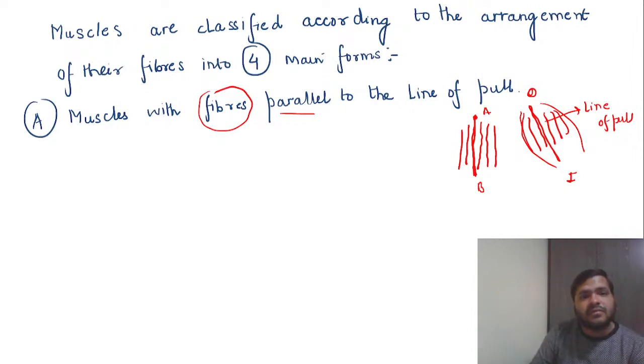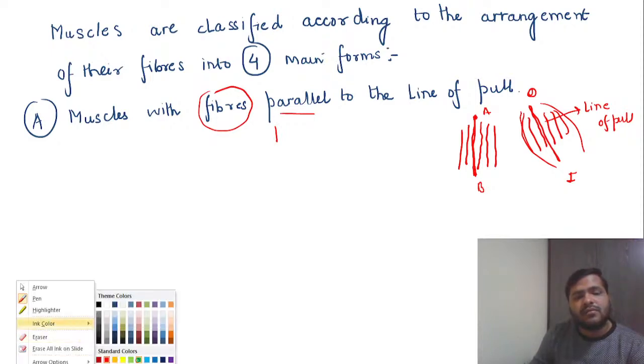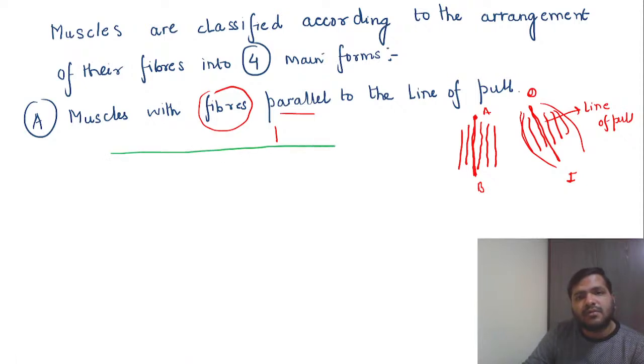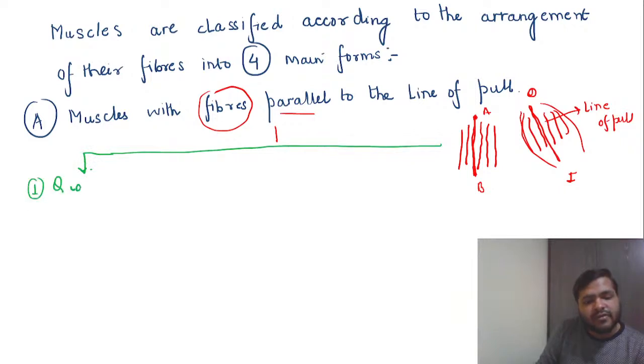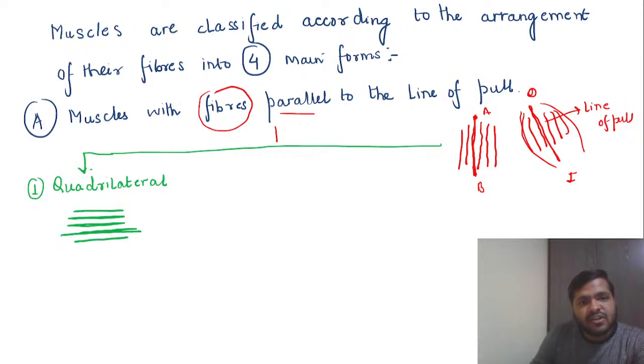So over here, the very first one that you all have to remember is quadrilateral. Now, when I say quadrilateral, suppose this is the line of pull, and the muscle fibers will be attached like this. So one of the shapes of the muscle is quadrilateral.